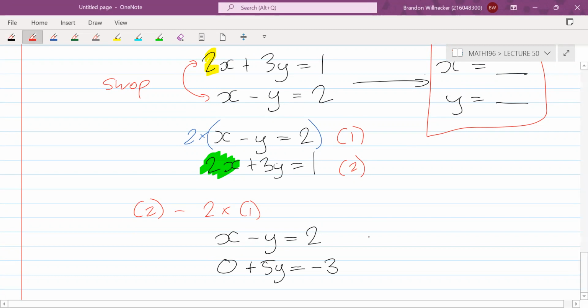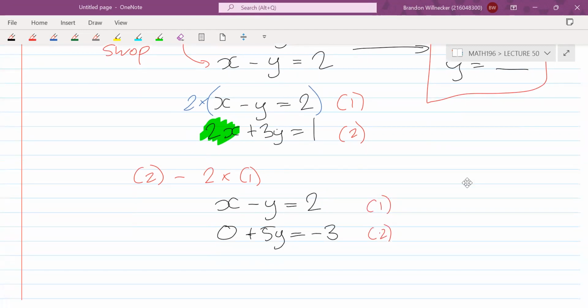Okay, and this is our new equation 1 and equation 2. Okay, everyone all right with that? Sir? Yep. May you please repeat the last part?